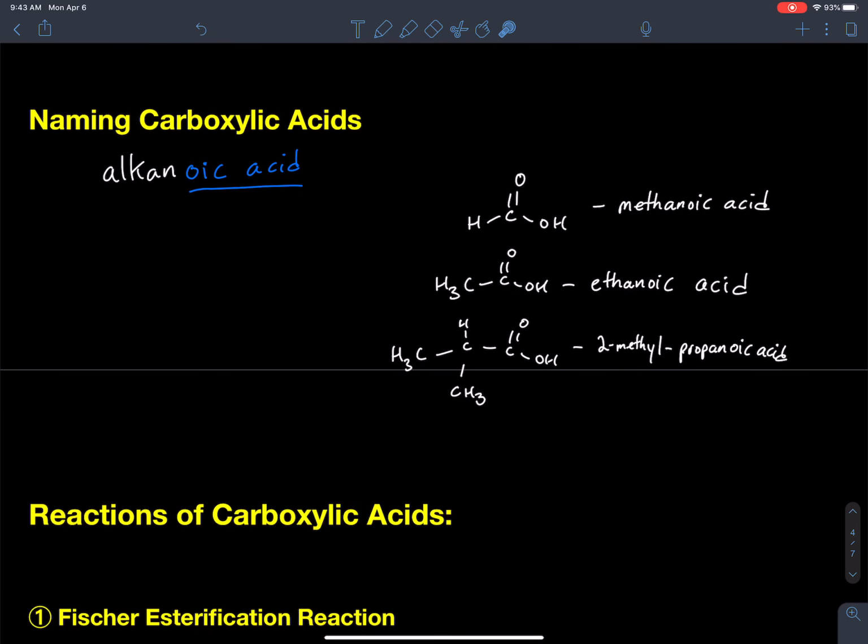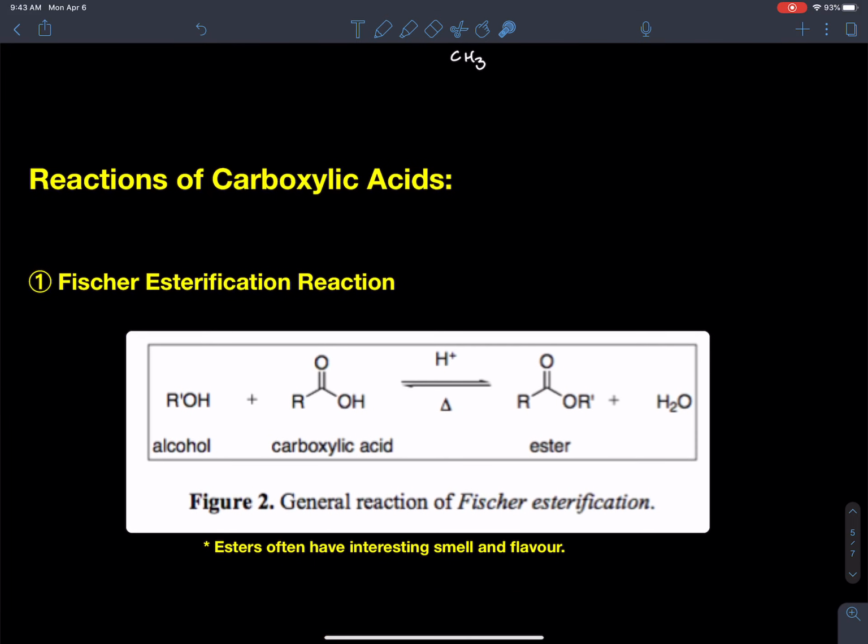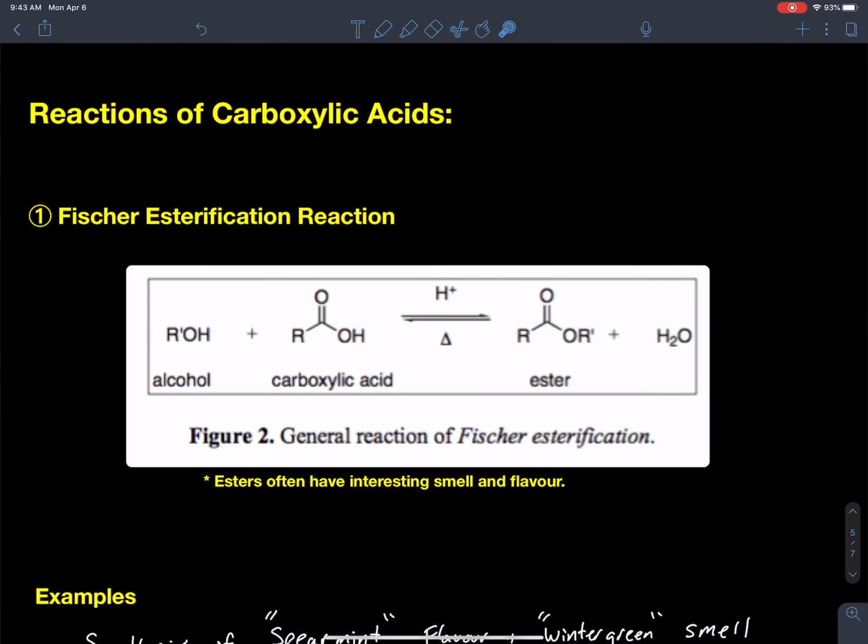Carboxylic acids end with "oic acid." Alkane is the parent carbon chain. Oic acid represents the C double bond OOH. So here we have examples: meth, that's one carbon, methanoic acid; ethanoic acid; and then here I would have propanoic acid, but there's a substituent here. So this is 2-methylpropanoic acid.